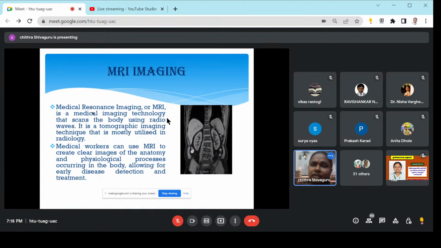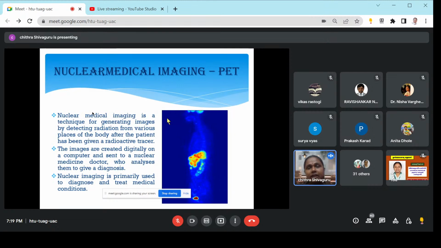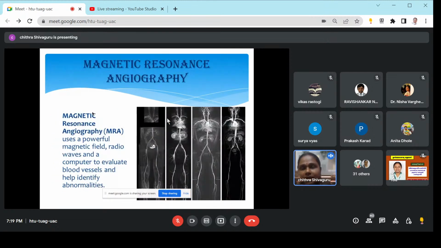for the CT scan. So as usual, MRI and CT scan are going to give you the cross-sectional images called tomographic images, but compared to CT scan, MRI imaging is going to give better accuracy, better results. The next one is magnetic resonance angiography. It uses a powerful magnetic field. Here also radio waves are used, but the specialty is to evaluate blood vessels and help identify abnormalities.